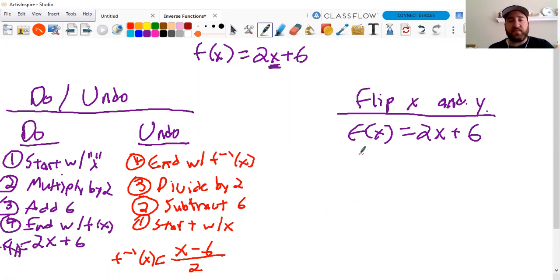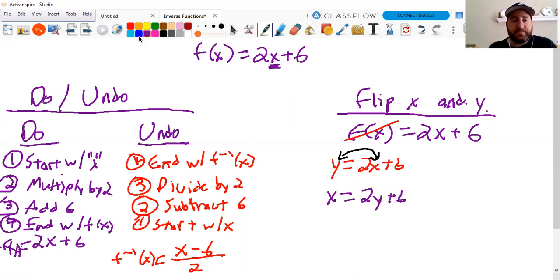All right, so for flipping x and y, again, I already had it written, so I'll cross it out. I'm going to put it over here on the side because I might need 2 columns. y equals 2x plus 6. Flip x and y, and this is what I was talking about on the explanation slide. I'm only flipping x and y. I'm not taking the 2 with it. So x comes over here, and then I got 2y plus 6.